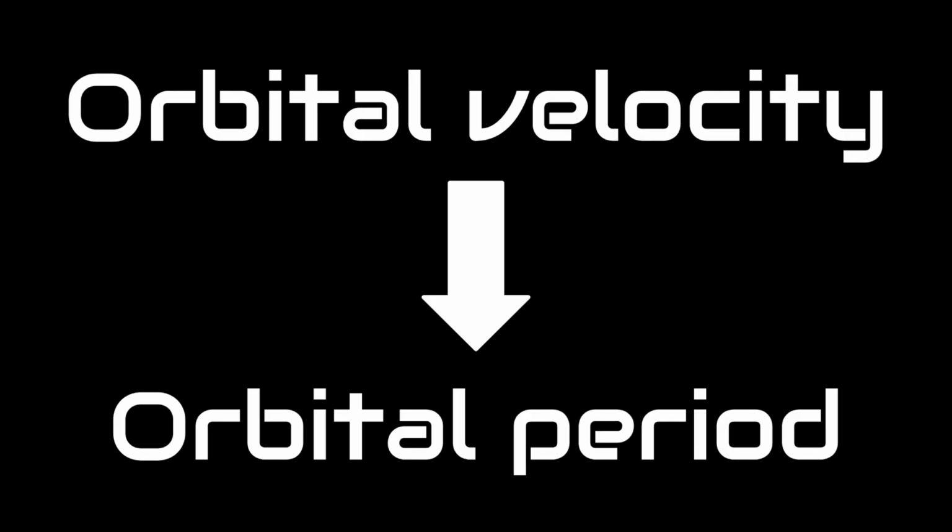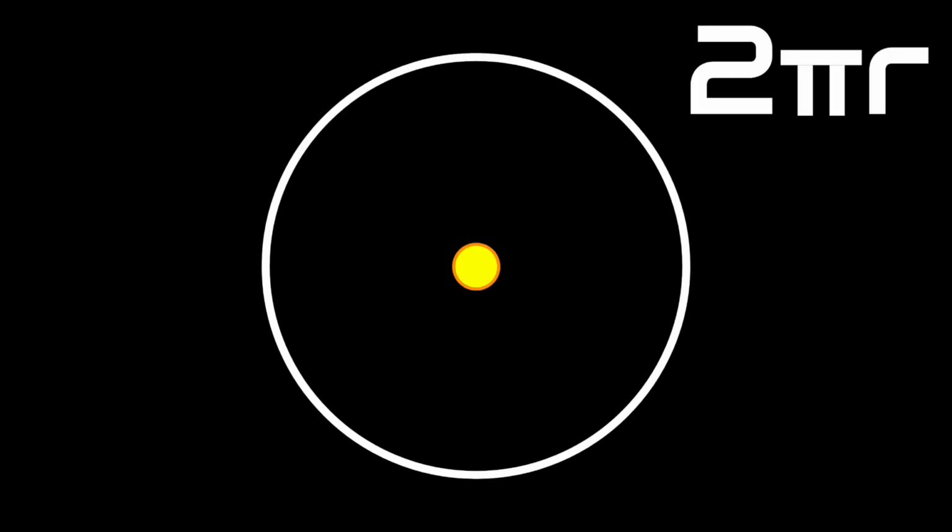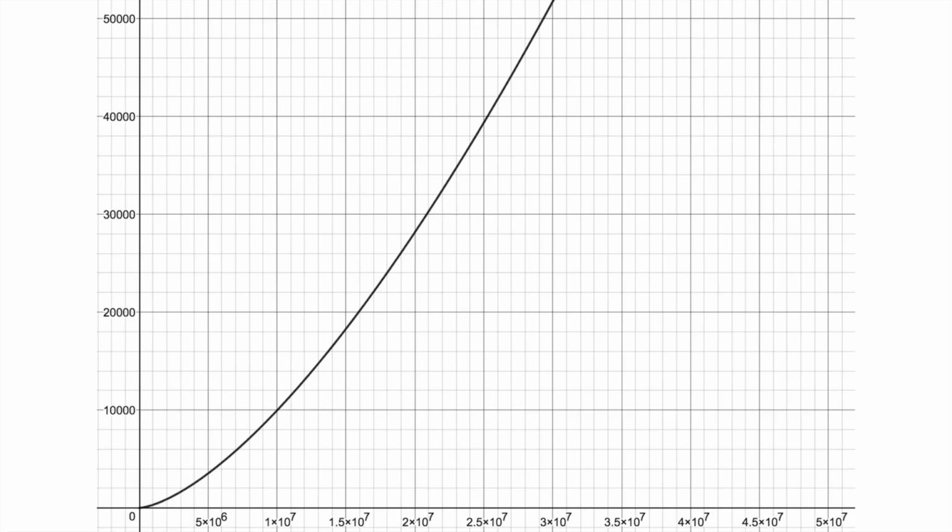Using orbital velocity, we can also calculate orbital period. To do this, simply divide 2 pi times distance from the center of mass by the orbital velocity. This works because 2 pi times distance is the circumference of the orbit, which means that that is the distance to be traveled in one complete orbit. This gives us a graph of distance versus orbital period.